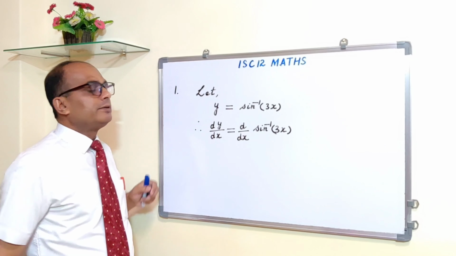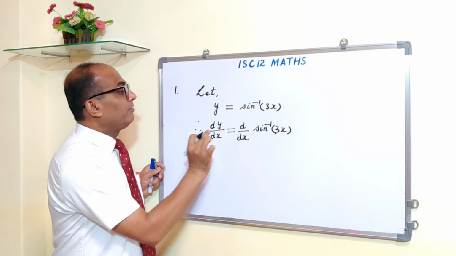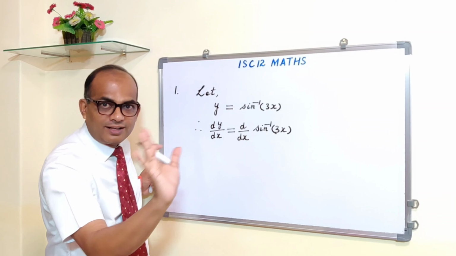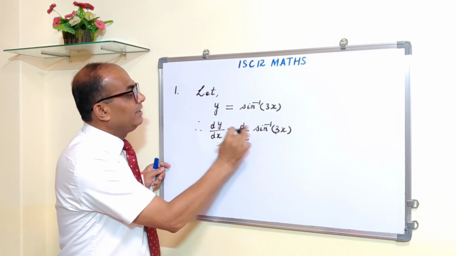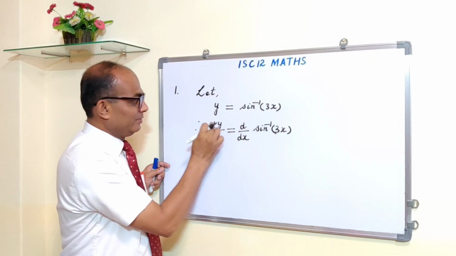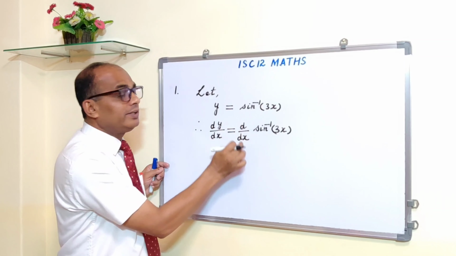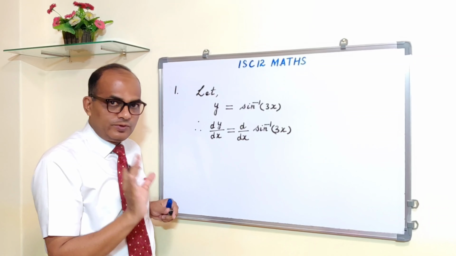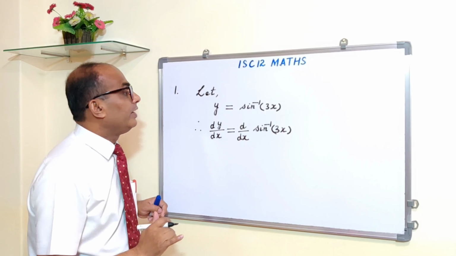Only I have written d dx, the operator, on both the sides. I have done nothing else. y is sine inverse 3x as it is. Only I have written d dx this side also and this side also. I am writing all these steps so that you understand easily.